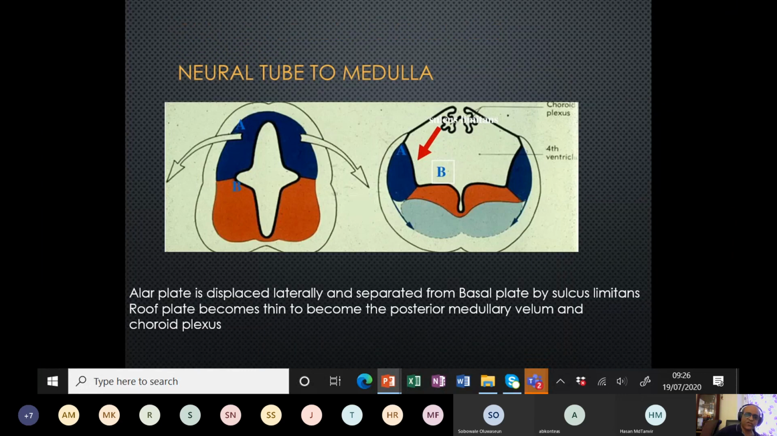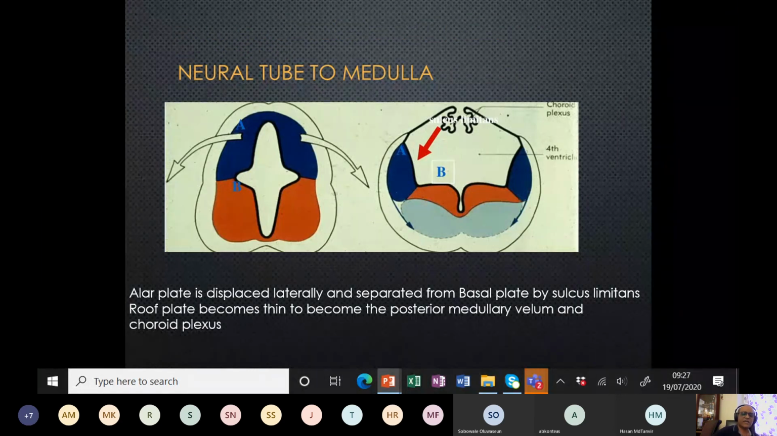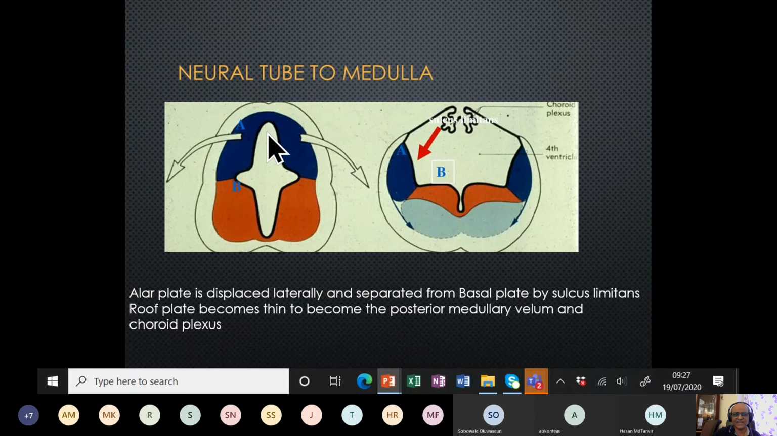Okay, so from the spinal cord, let's just take a step higher up. Now we are going to move towards the medulla oblongata. So the medulla oblongata is very similar in its anatomy, and it's very fundamental to have understood this concept. So once we understand the concept of the alar plate and the basal plate, we take a step further.